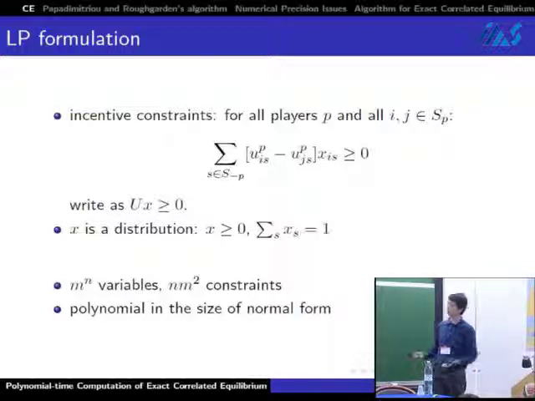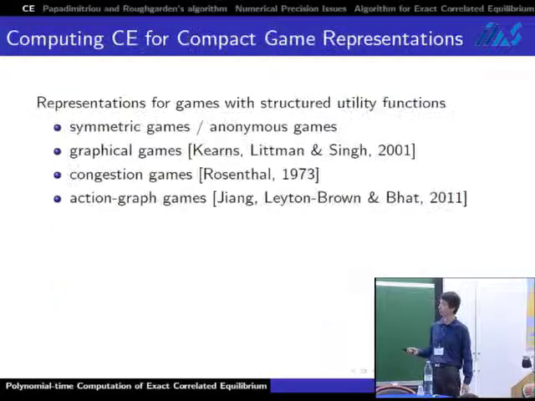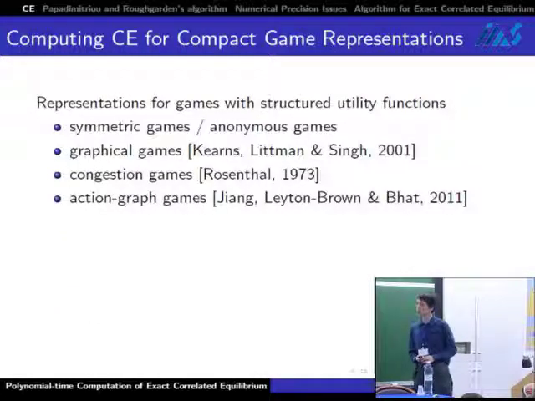So this feasibility program has m^n variables and n·m² constraints, where m is the max number of actions per player. So if the game is given in normal form, this will be polynomial in size. However, the normal form is, we know, not a very efficient representation for games, especially for large games, because it grows exponentially in the number of players. So instead, we should look at more efficient representations.